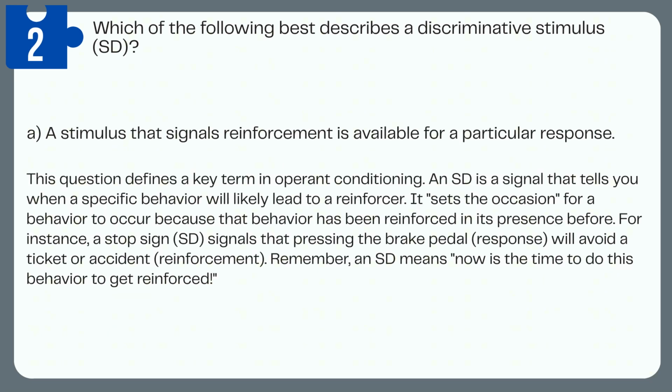Answer: A. A stimulus that signals reinforcement is available for a particular response. This question defines a key term in operant conditioning. An SD is a signal that tells you when a specific behavior will likely lead to a reinforcer. It sets the occasion for a behavior to occur, because that behavior has been reinforced in its presence before. For instance, a stop sign (SD) signals that pressing the brake pedal (response) will avoid a ticket or accident. Remember, an SD means now is the time to do this behavior to get reinforced.